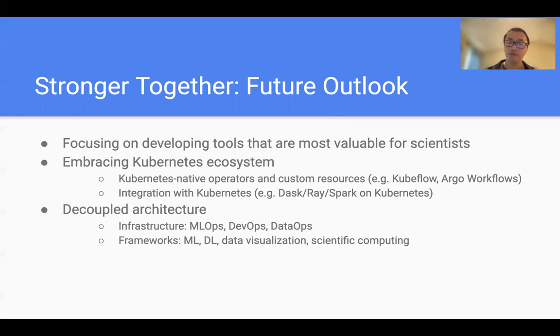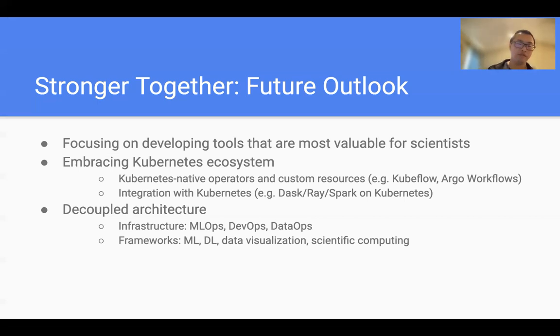And Argo Workflows provides custom resources and controllers to help orchestrate your jobs to achieve the maximum benefits brought by Kubernetes. And there are projects that integrate well with Kubernetes. For example, Dask, Ray, and Spark all have their own operators that could help those frameworks run on Kubernetes as well.